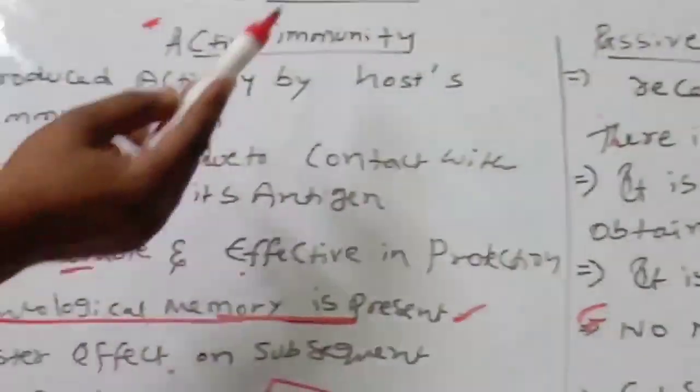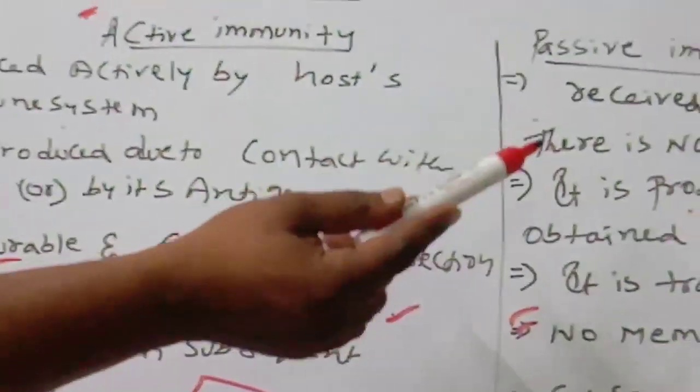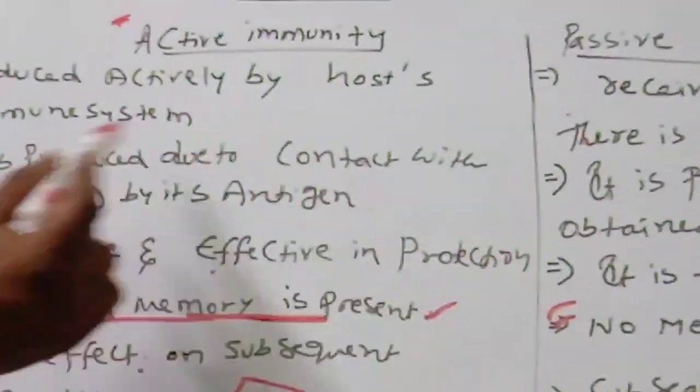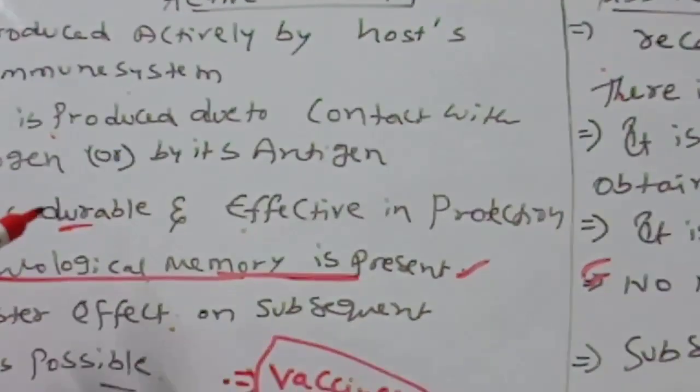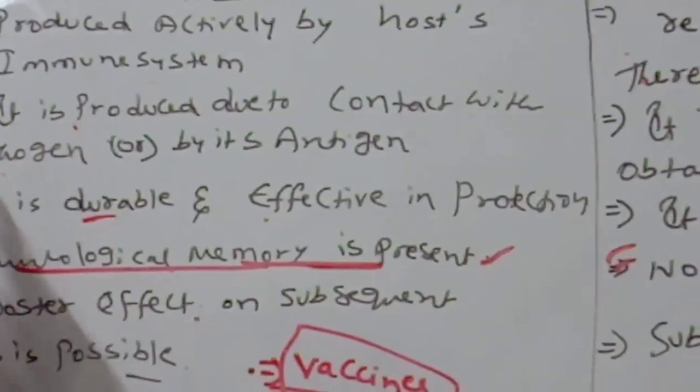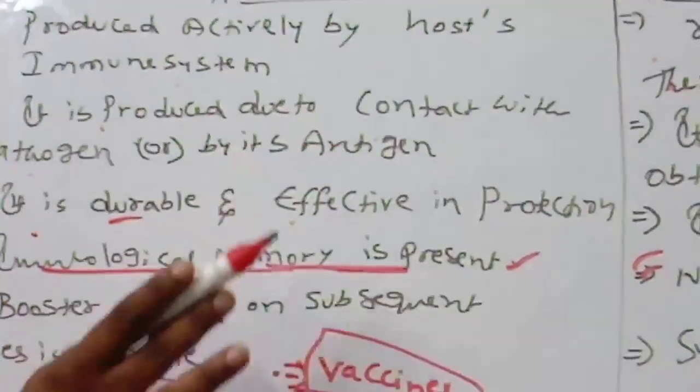Active immunity is produced actively by the host immune system, while passive immunity is received passively, and there is no active host participation. Active immunity is produced due to contact with the pathogen or by its antigen, while passive immunity is produced due to antibodies obtained from outside. Active immunity is durable and effective in protection.